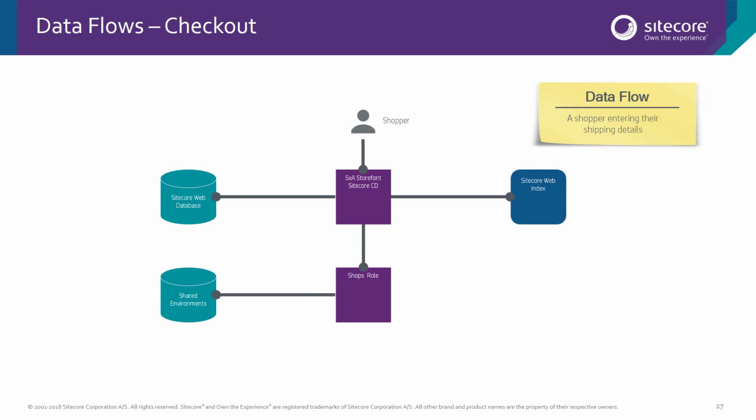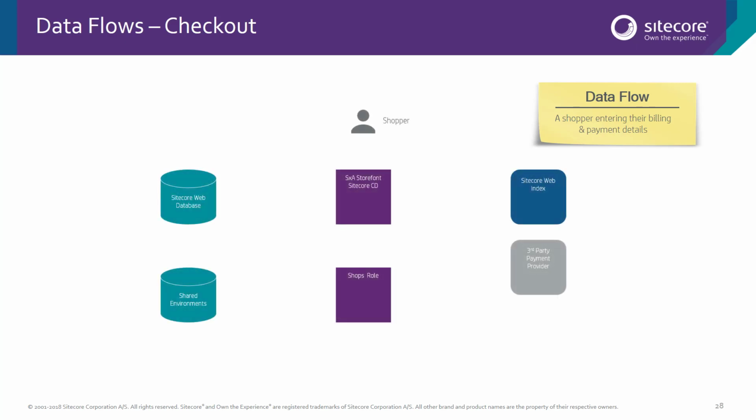Shipping data itself is retrieved from the shops role, and this data is pulled from the commerce entities table in the shared environments database. The user selects their shipping type, enters their shipping details. The data is then pushed back to the shops role. This is stored against the cart in the commerce entities table in the shared environments database.